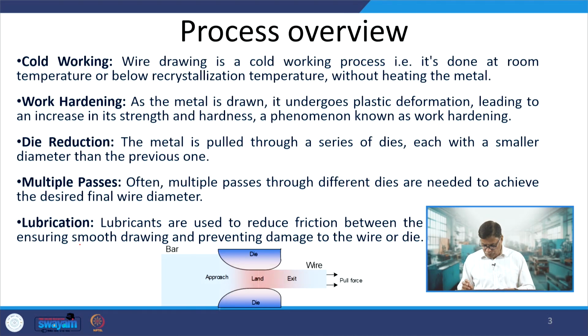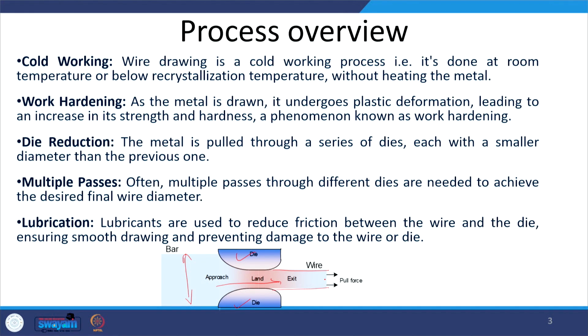As far as the overview of the process is concerned, let us see the wire drawing process. This is the large diameter bar. Then it is forced to pass through this die. The die is of smaller diameter. When it is forced to pass through the die, the diameter of the bar is reduced. This reduction in diameter is obtained by applying a pull force. This is the one major thing: we are realizing the reduction in cross section, but by applying the pull force.